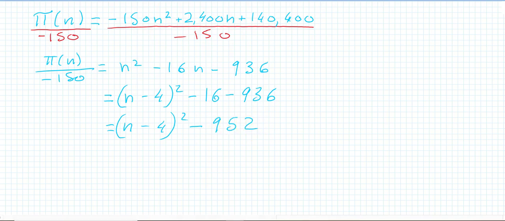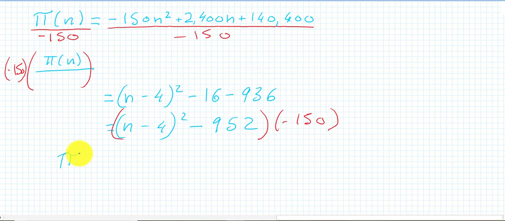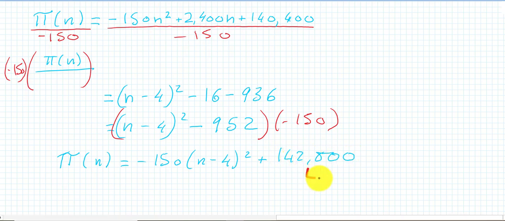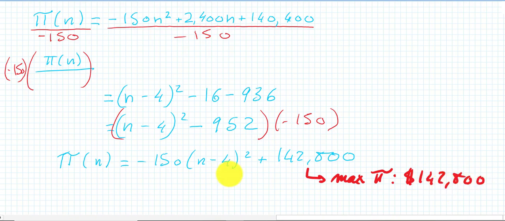And finally, we're going to multiply both sides of this equation by negative 150 to get the vertex form. See, the numbers are very friendly here. Just need the calculator to deal with these big numbers. And I have the profit is equal to negative 150 times n minus 4 squared plus, again, please use a calculator here, and you will find 142,800. Okay, so what is the maximum profit? So the maximum profit is $142,800. How many units must be left empty? 4 empty units. That's it. The vertex form answers the question.